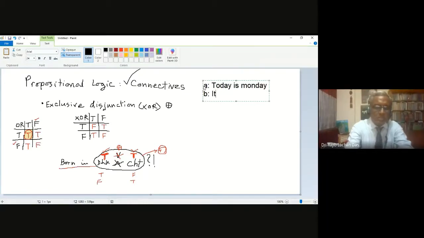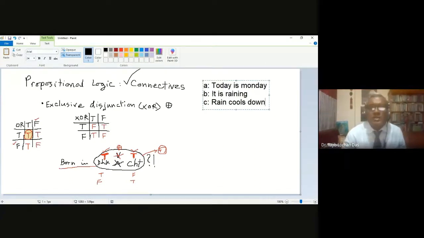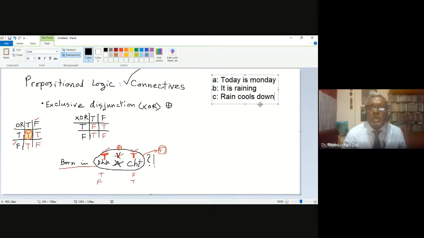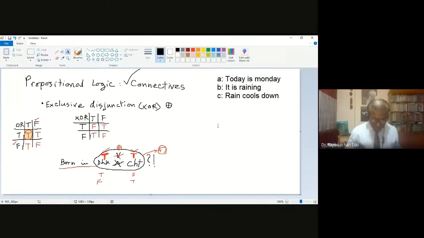It is raining. Say C is another one: rain cools down. So these are the three example propositions. Now, if I write something like A XOR B, then what will we write as the sentence? So what will be the sentence for this?